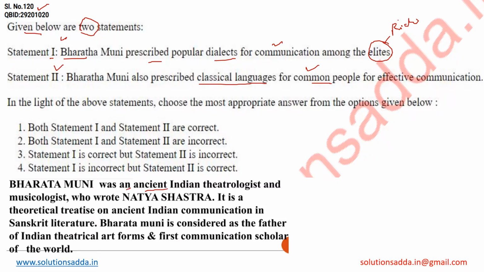Bharata Muni was an ancient Indian theologist and musicologist who wrote Natya Shastra. It is a very popular literature of Bharata Muni. It is a theoretical treatise on ancient Indian communication in Sanskrit literature. Bharata Muni is considered the father of the Indian theatrical art form and the first communication scholar of the world. So according to this, we could summarize that statement 1 and statement 2 are false, and the correct option for this question will be option number 2. Both the statements are incorrect.